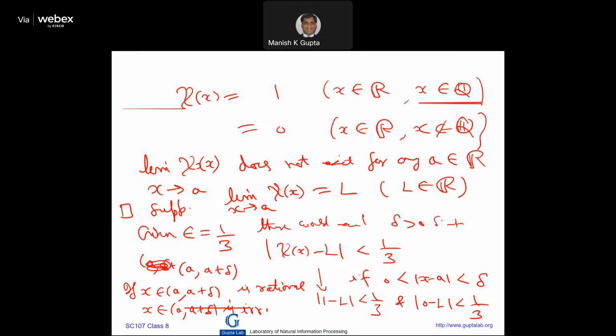So now that means what? This is not possible, right? This inequality is not possible. So there is a contradiction. Carefully designed proof, right? Okay. So the limit does not exist. The function is discontinuous at every point on the real line. Okay. Any question?